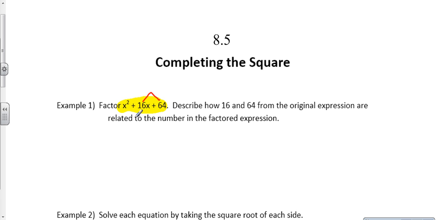Now, if we factored it, the factored expression would be x and x. The product of the two factors has to be 64, and they have to add up to 16. We've gotten quite good at factoring these. Now you notice that the answer has 8 in both places. How does that relate to the 16 and 64? Well, we notice that 8 is half of 16.